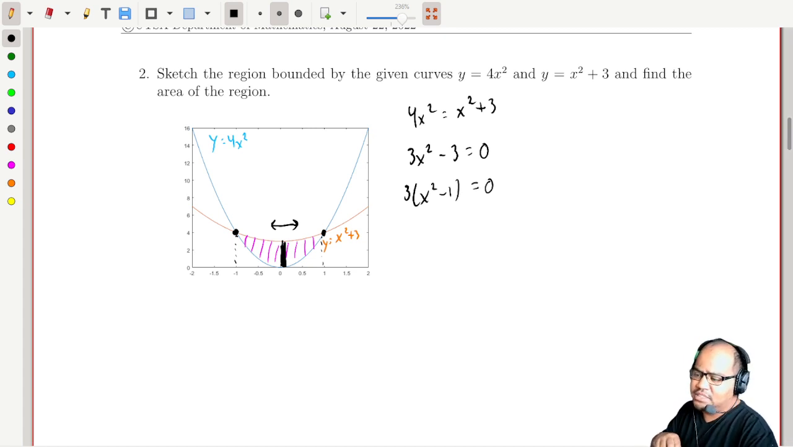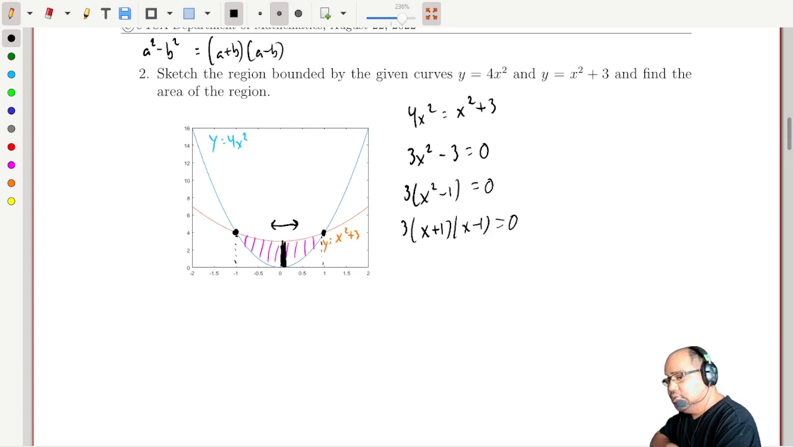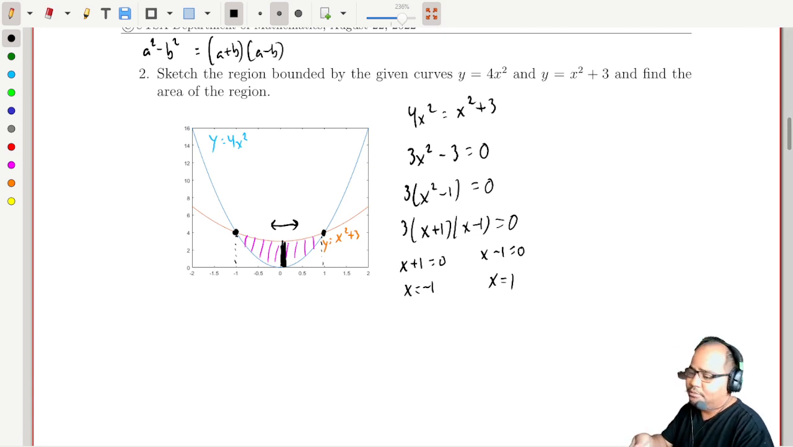And now x squared minus 1 is a very special factoring pattern that we should remember. Our favorite, the difference of squares, which I'll write up here in the margin: a squared minus b squared is the same as a plus b times a minus b. And so that x squared minus 1 factor can be written as x plus 1 times x minus 1. And once again, we use our zero product property to set those factors equal to 0. So we get x plus 1 equals 0, and x minus 1 equals 0. So we get x equals -1, and x equals 1, as expected from the picture.